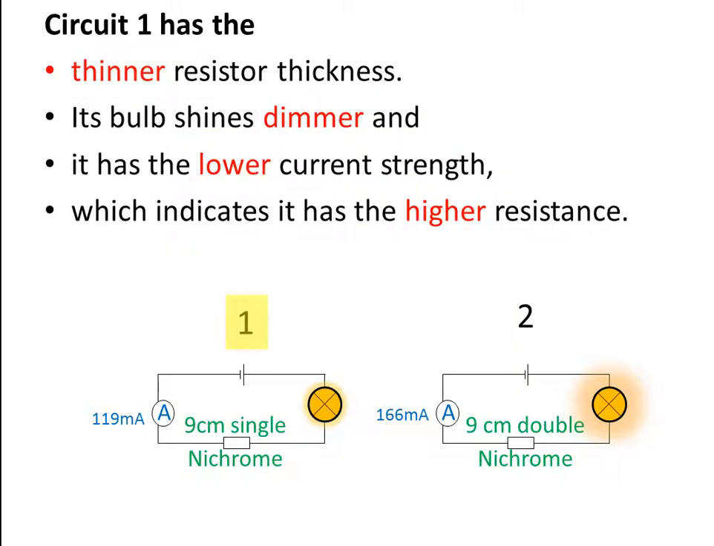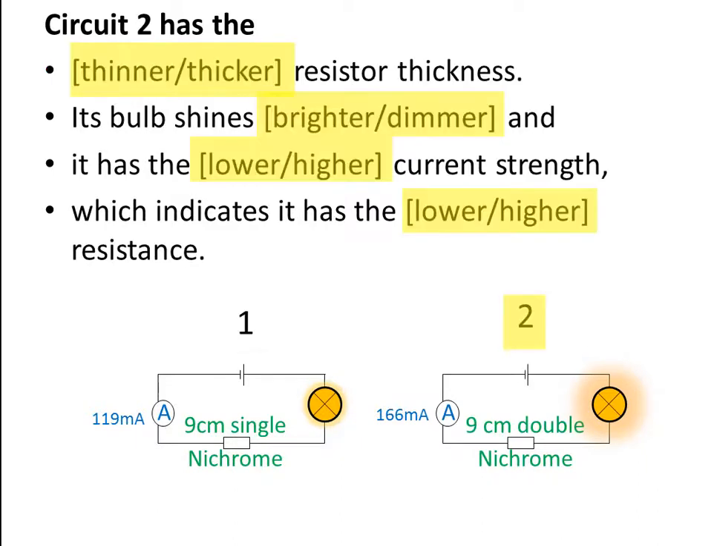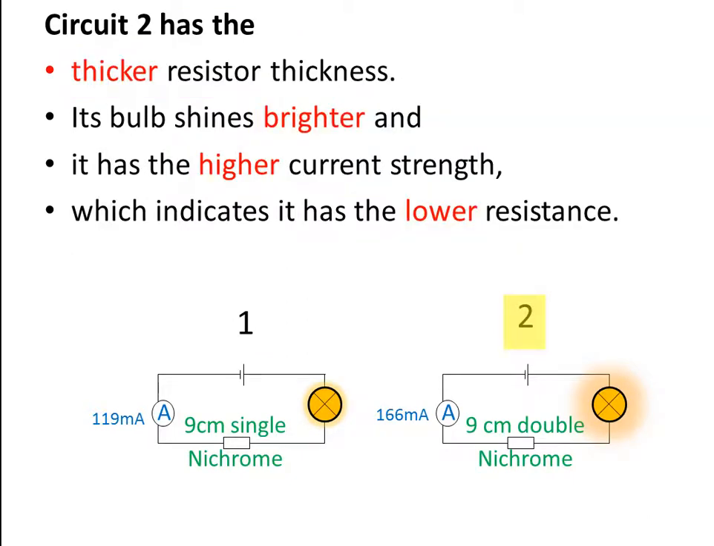Circuit 1 has the thinner resistor, and its bulb shines dimmer, and it has the lower current strength. And from that we deduce that it's a more difficult resistor. It's got higher resistance than Circuit 2. Pause the movie while you complete these statements. Circuit 2 has a thicker resistor. Its bulb shines brighter and its current strength is higher than in circuit 1. That tells us it's an easier circuit. It's got lower resistance than circuit 1.